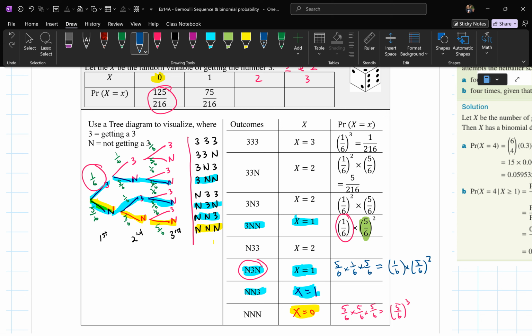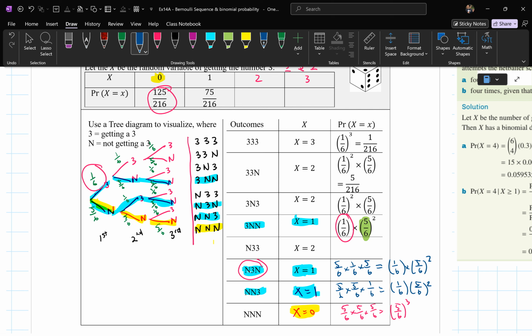The only difference was the ordering, whether I did 1/6, then 5/6, 5/6, or I did 5/6, 1/6, 5/6. So by the time you go to this next one, n and 3, it's the same thing. The order is different. You still get 5/6, 5/6, then 1/6. But at the end of the day, it's still 1/6 times (5/6) squared. So there's a pattern here that you start to recognize.